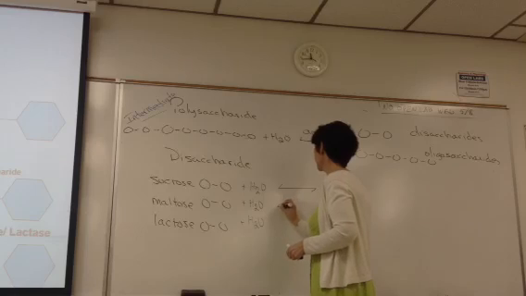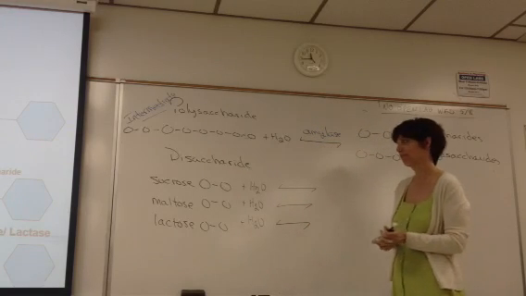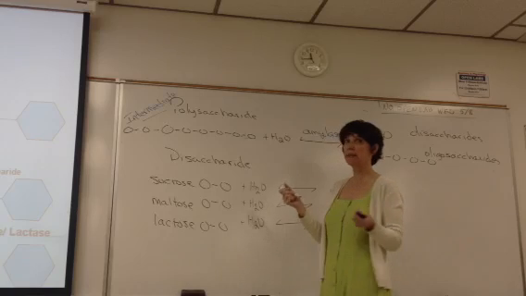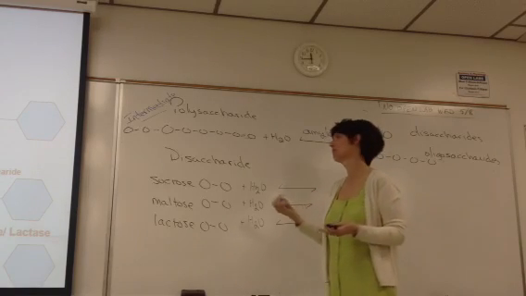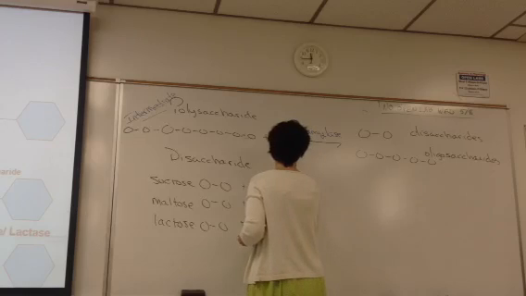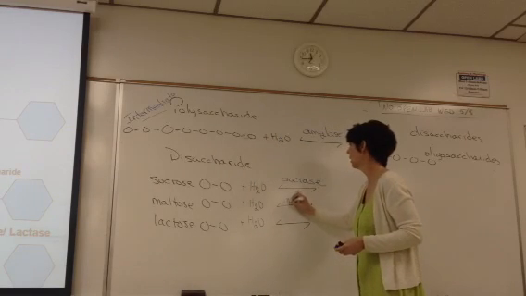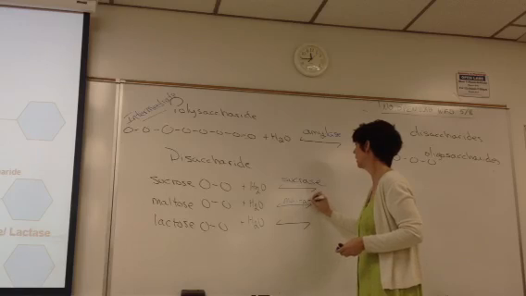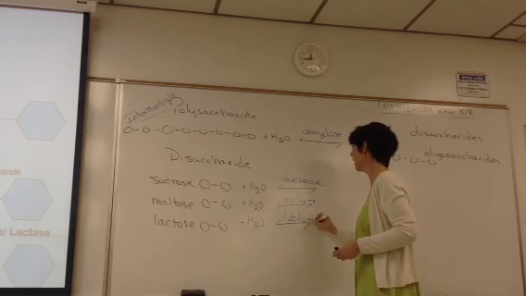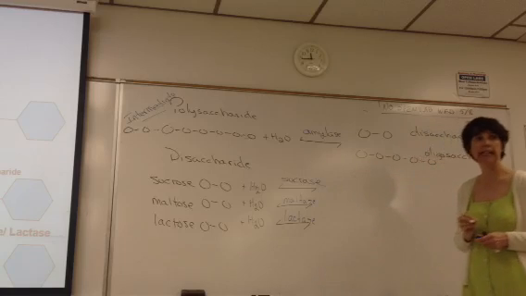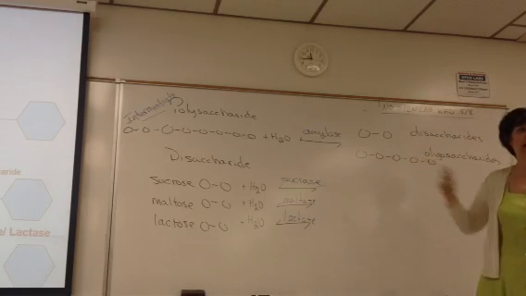And then each of these has its own unique enzyme. Many times, most of the time probably, enzymes end in ASE. So we have sucrase, maltase, and lactase, being the enzymes. And these are produced by the small intestine.